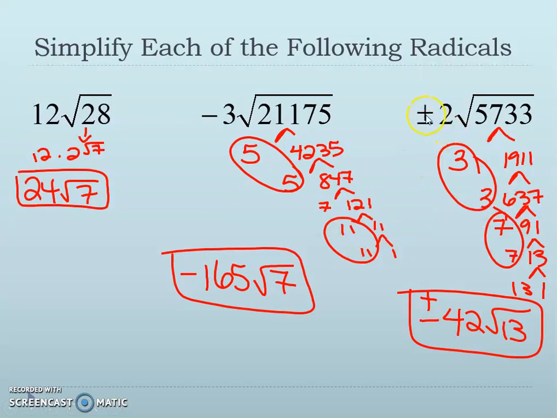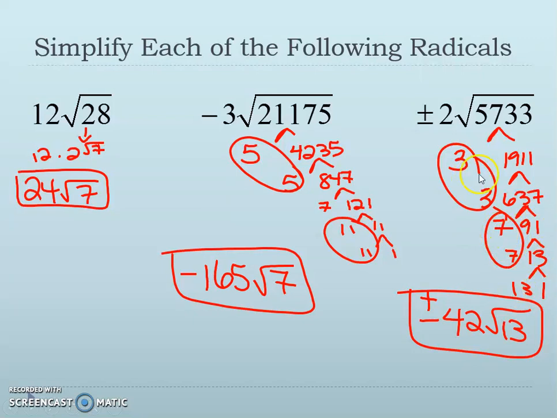Right here, you have a plus or minus sign. So on your answer, you're going to put a plus or minus sign. So what you're going to do is factor this big number. Use the calculator. So 3, 1911; 3, 637; 7, 91; 7, 13; 13, 1.